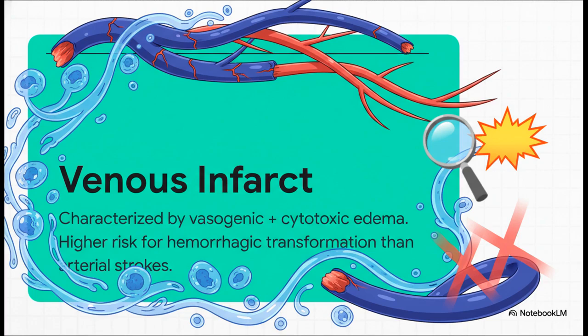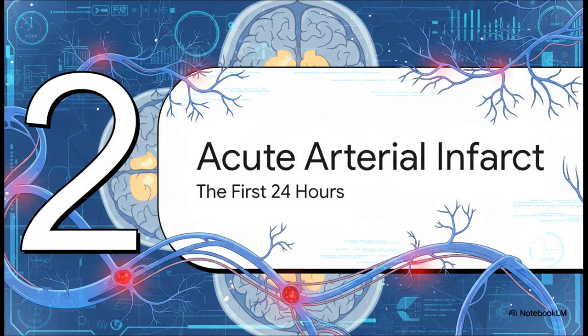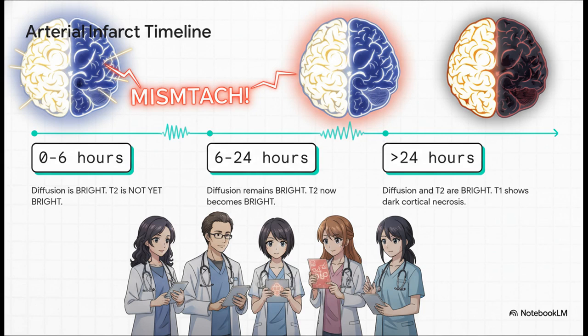All right, let's shift gears to the most common thing you're going to see, the acute arterial infarct. We absolutely need to know what this looks like hour by hour. This timeline is your cheat sheet for dating a stroke. In those first 6 hours, the hyperacute phase, your diffusion-weighted images are going to be screaming bright. But here's the kicker. Your T2 and FLAIR images might look totally normal. That mismatch between a bright DWI and a normal T2 is the classic textbook sign of a very early stroke. After about 6 hours, T2 finally catches up and turns bright too.